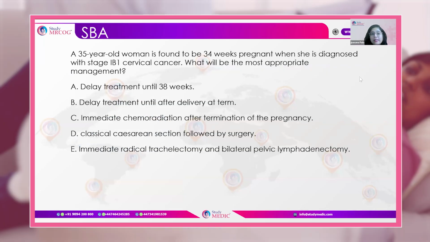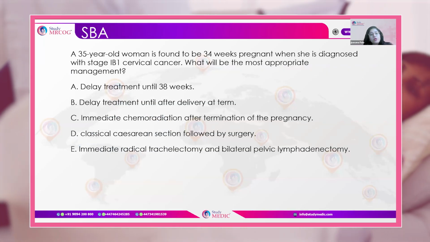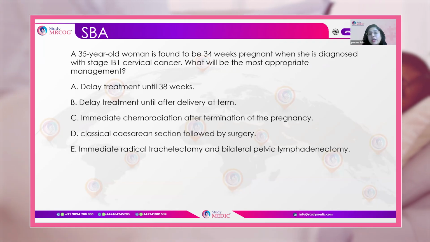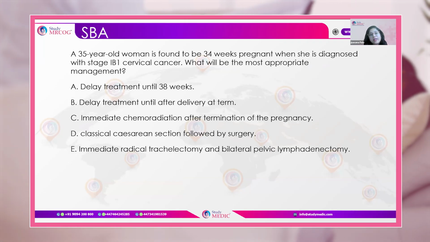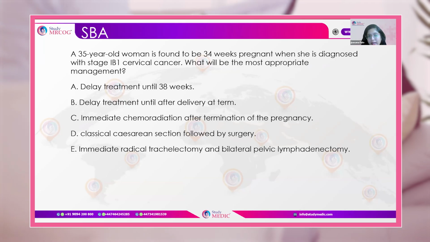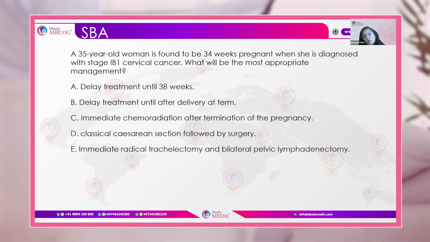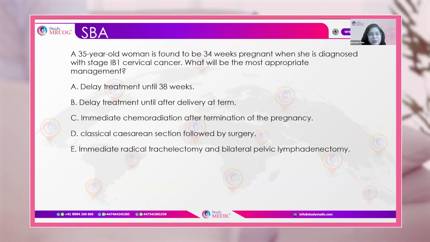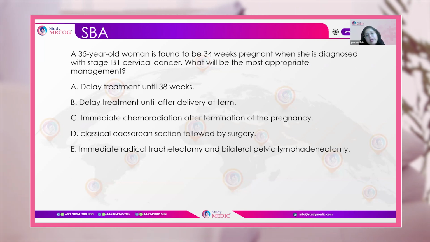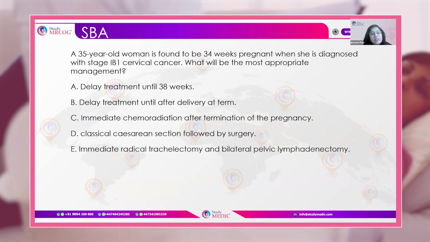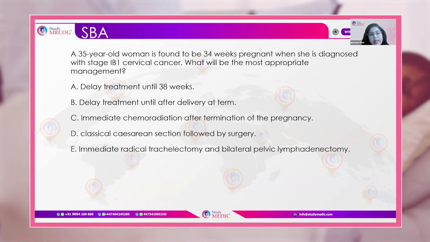Now let us come to cervical cancer in pregnancy. A 35-year-old woman is found to be 34 weeks pregnant when she is diagnosed with stage 1B1 cervical cancer. So what will be your most appropriate management? So she has 1B1 cervical cancer. So what is the treatment for 1B1 cervical cancer? That is surgery. Okay. So surgery is the treatment for 1B1 cervical cancer.